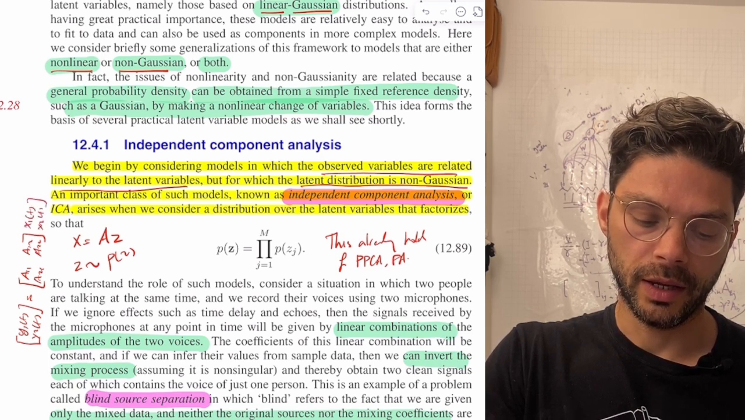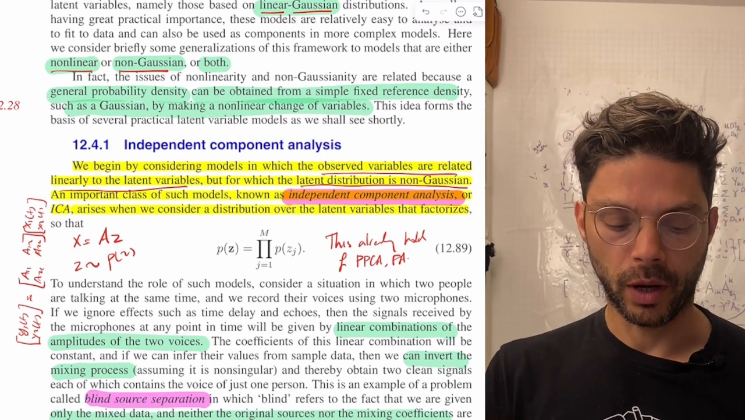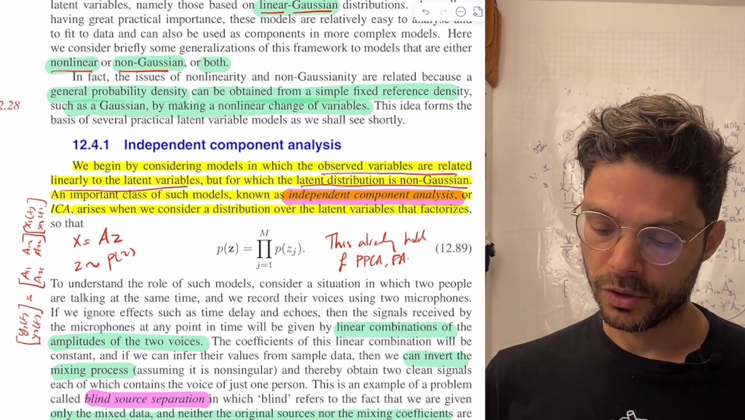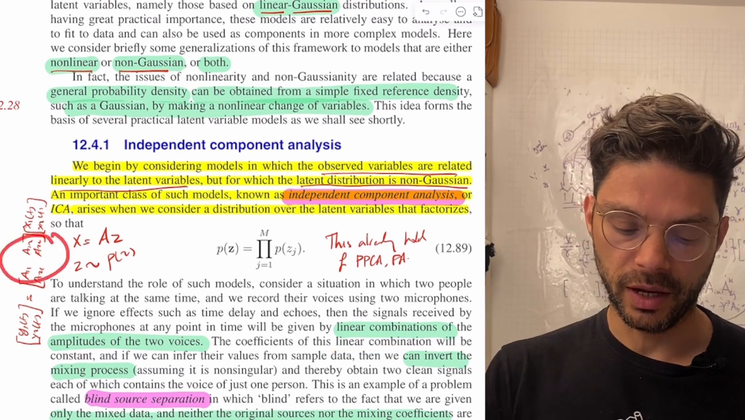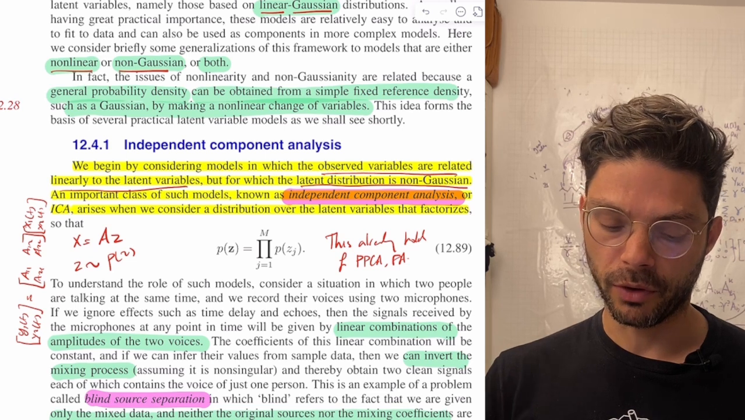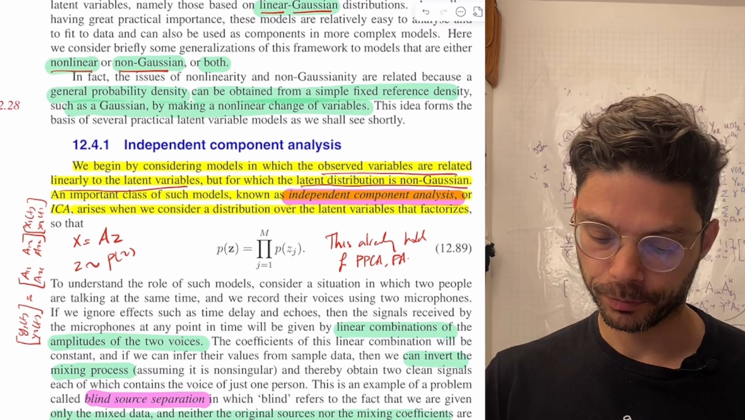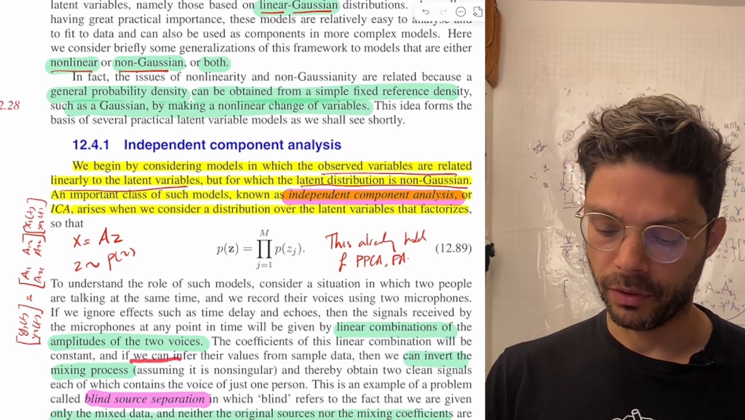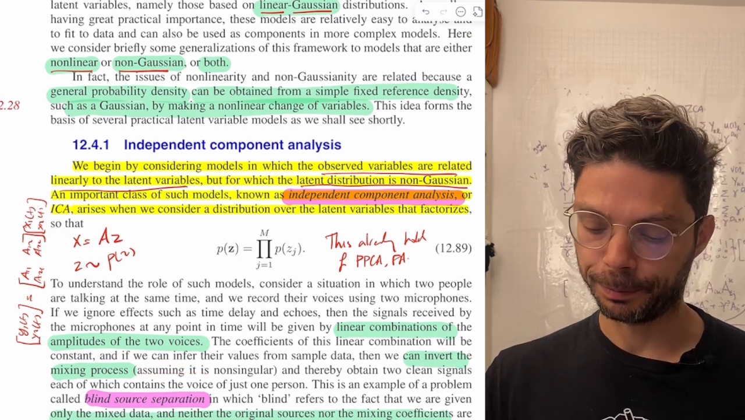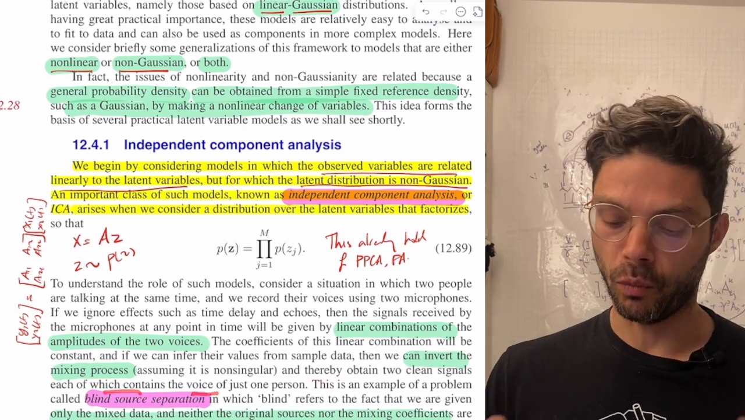The x1s and x2s in this case are going to be the conversations, people's voices, and y is going to be what you picked up in your microphone. So, simple setup. The coefficients of this linear combination will be constant, those are the a's, but we don't know them. If we can infer their values from sample data, then we can invert the mixing process. So the idea is we want to get the x's from the y's. Assuming it's non-singular, so assuming you can invert it, we thereby obtain two clean signals, each of which contains the voice of one person.